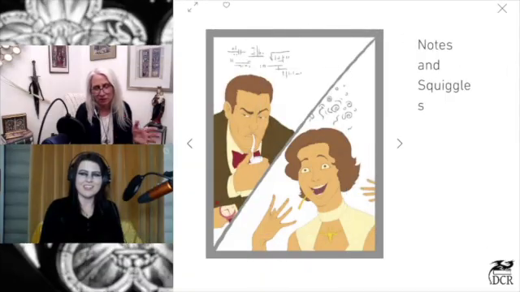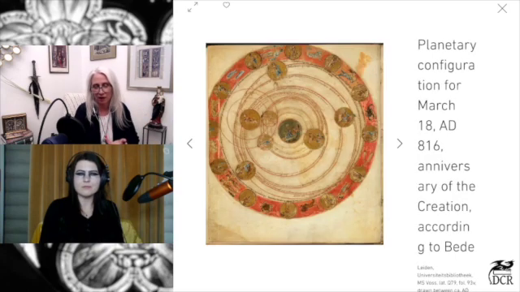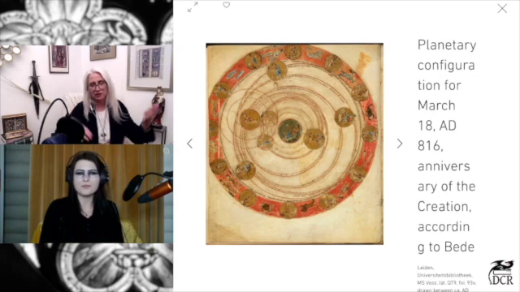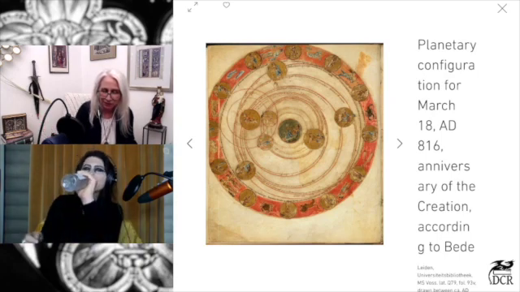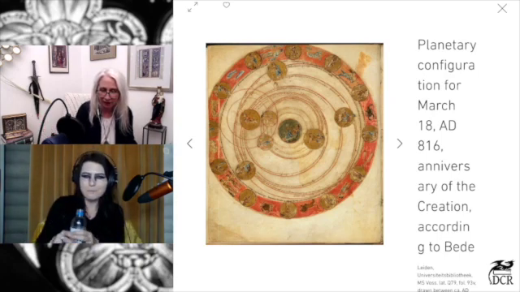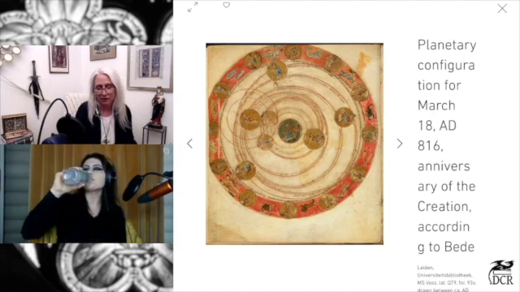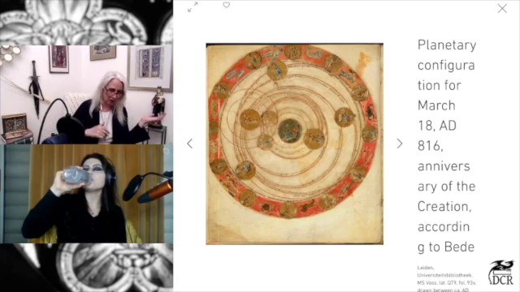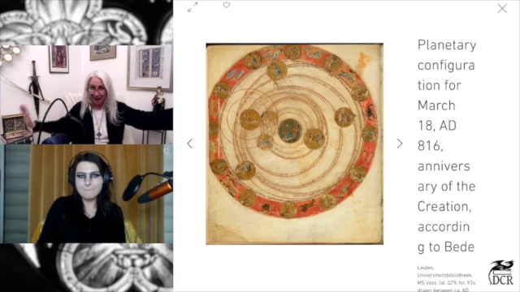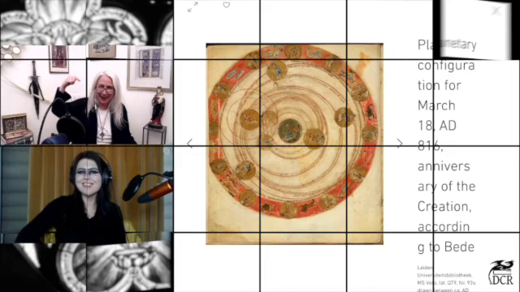So the notes and squiggles, he's thinking in notes, and I said no, he needs a specific equation, and she needs to be thinking something specifically astrological. And of course, therefore, we have the planetary configuration for March 18th, AD 816 from the manuscript in Leiden Universitäts Bibliothek, manuscript Voss Latin Q79, folio 93V, drawn between AD 830 and 840, showing, according to Bede in his De Temporis Rationibus, the anniversary of creation. Got all that? This is what's like living inside my head.